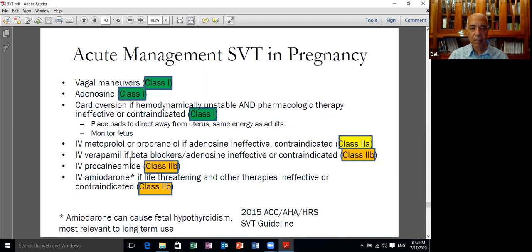If nothing works, then you have to go to class 3 antiarrhythmic drugs. Amiodarone is not teratogenic if it's given once or twice intravenously in the acute situation, but it is teratogenic and can produce fetal neurotoxicity as well as hypothyroidism and fetal goiter if it's used long term.